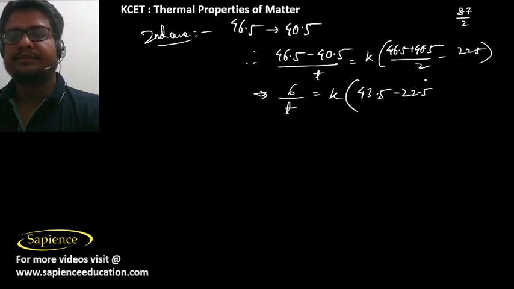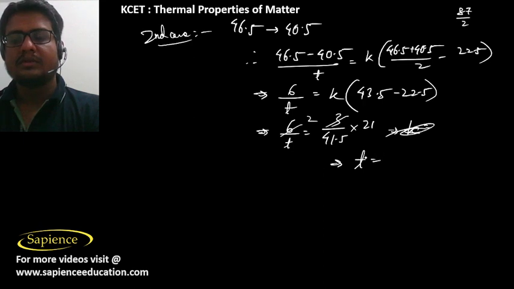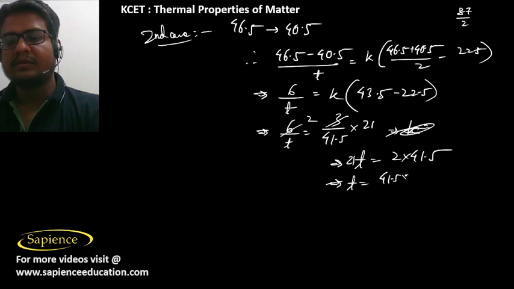Minus 22.5, so that will be 6 by t, that is k, which is 3 by 41.5 into 21. So therefore, 3 2s are 6, so t will be equal to 21t, that is equal to 2 into 41.5, so t will be equal to 41.5 into 2 divided by 21.